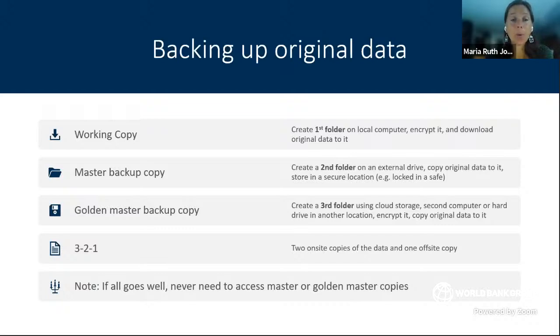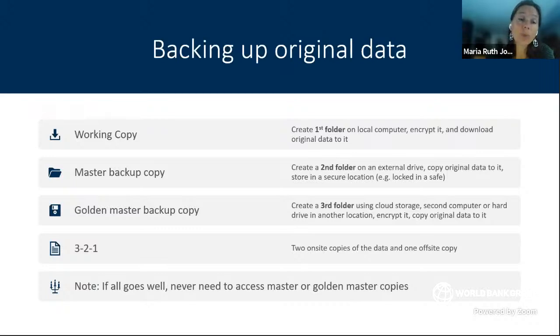And that can be a way to prevent any data loss if for some reason the encryption keys are lost. And the third is what we call a golden master backup copy, which is a third folder created using cloud storage, a second computer, or hard drive in another location that's encrypted and then has that original data copied to it. So that may seem like a lot, but it's pretty important to make sure you don't ever lose data.